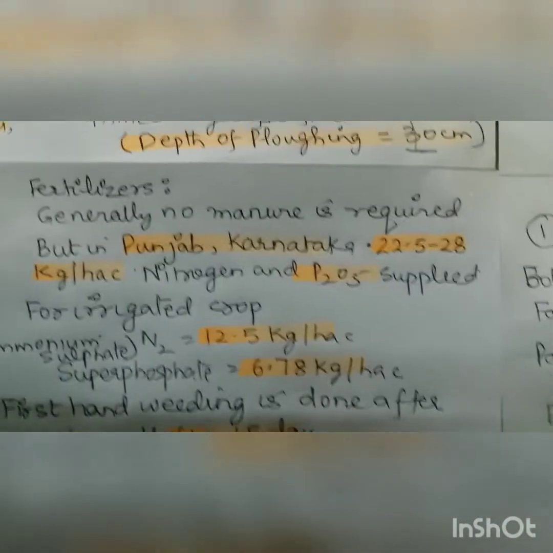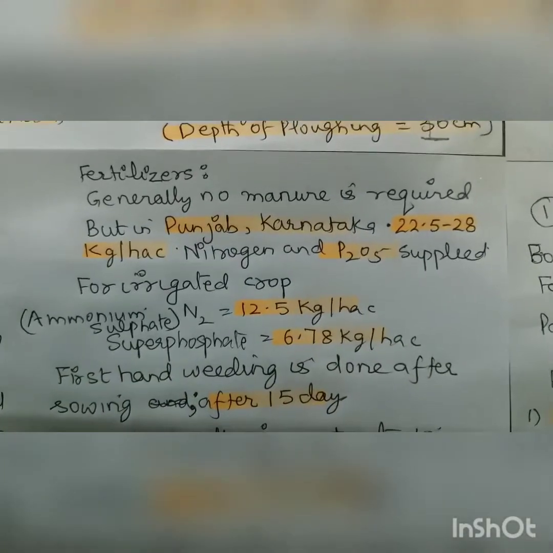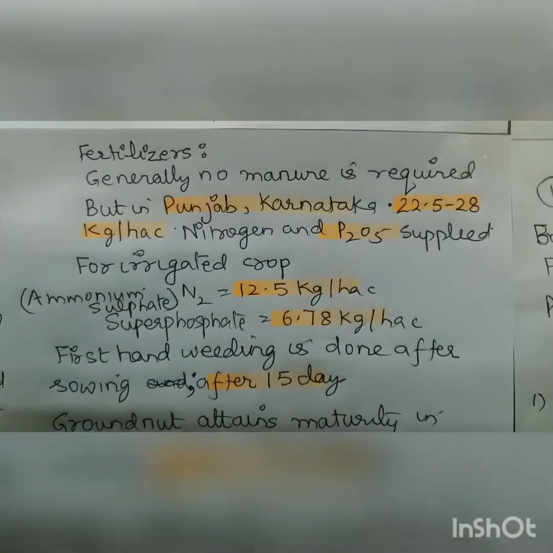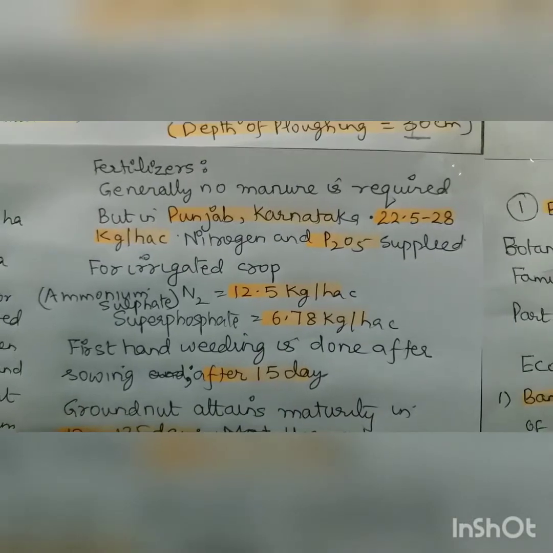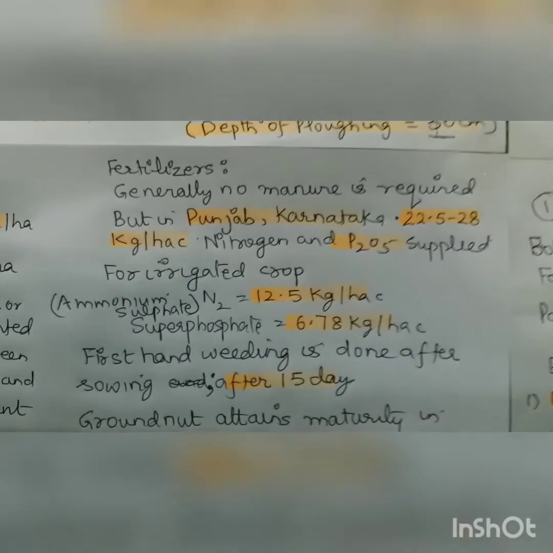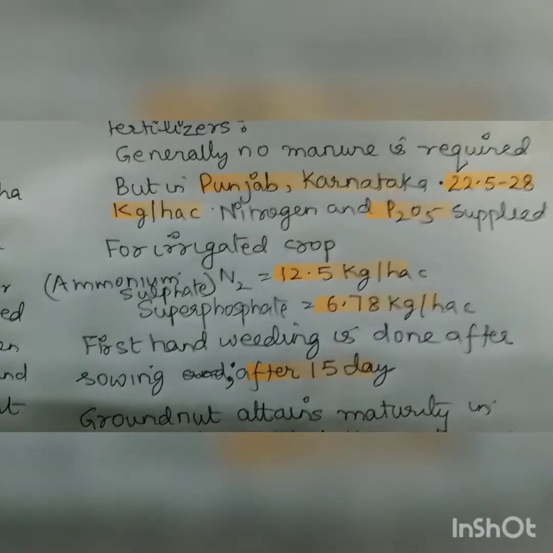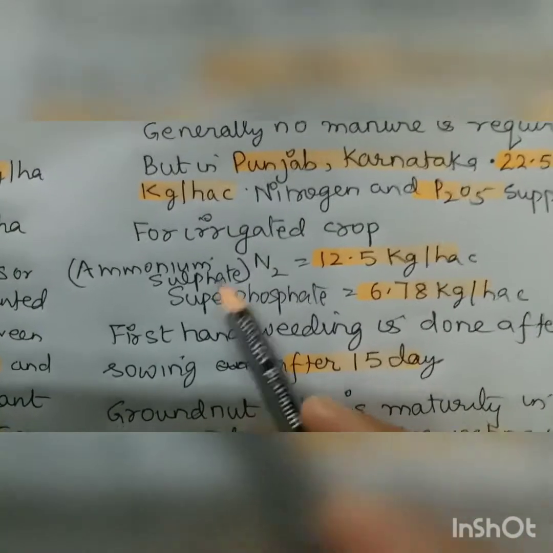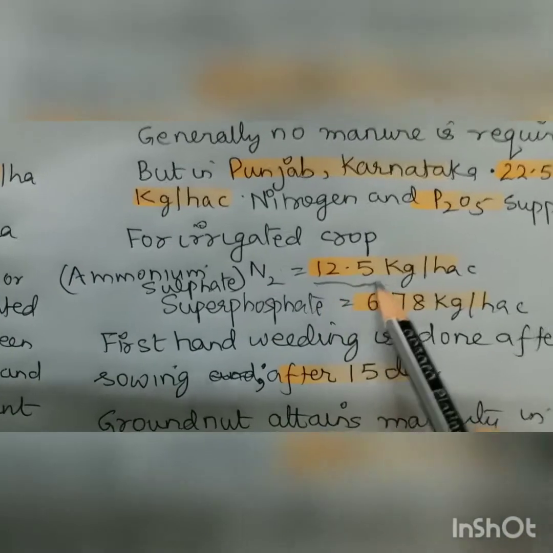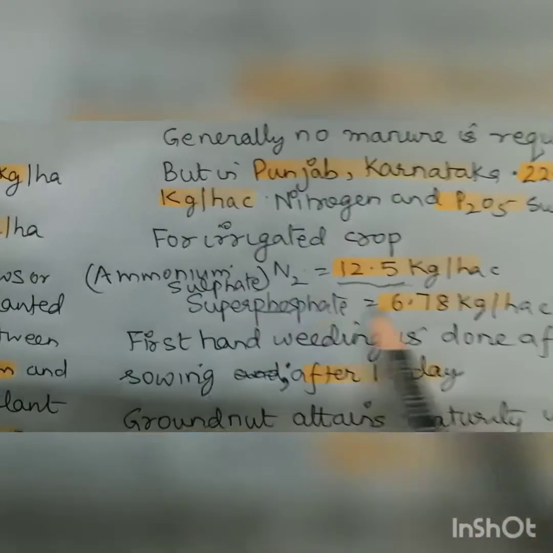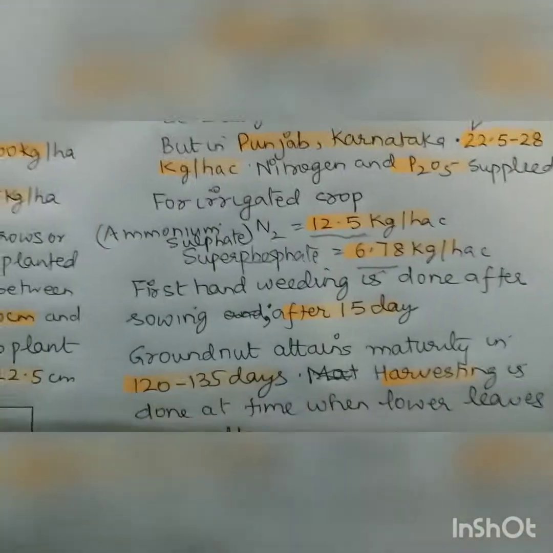Fertilizers: generally no manure is required, but in Punjab and Karnataka, 22.5 to 28 kg per hectare nitrogen is required, and P2O5 is supplied. For irrigated crop, nitrogen in the form of ammonium sulfate is 12.5 kg per hectare, whereas superphosphate is 6.7 kg per hectare.